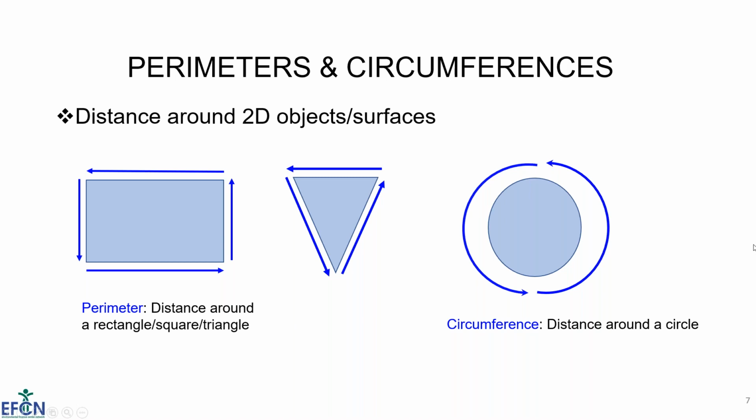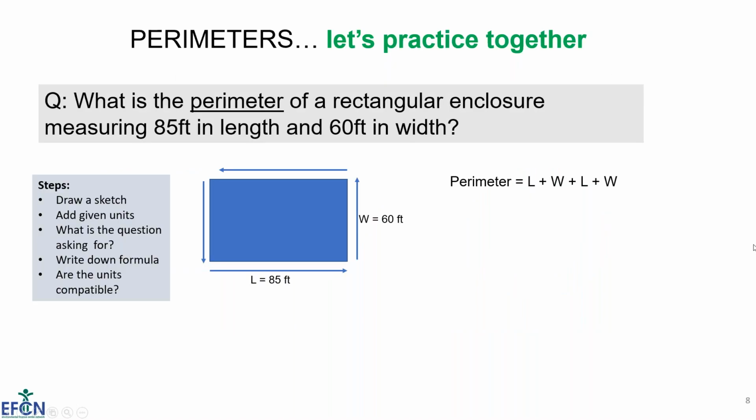object. So let's talk a little bit about this, and to be able to explain this, we're going to walk through a problem together expressing the perimeter of this particular surface, which is a rectangle. And our question is, what is the perimeter of a rectangular enclosure measuring 85 feet in length and 60 feet in width? So a few pointers here when you're answering such questions, or any math question in particular, it helps to draw a sketch. If you have a scrap paper, draw a sketch, and then you will see something expressed visually in front of you.